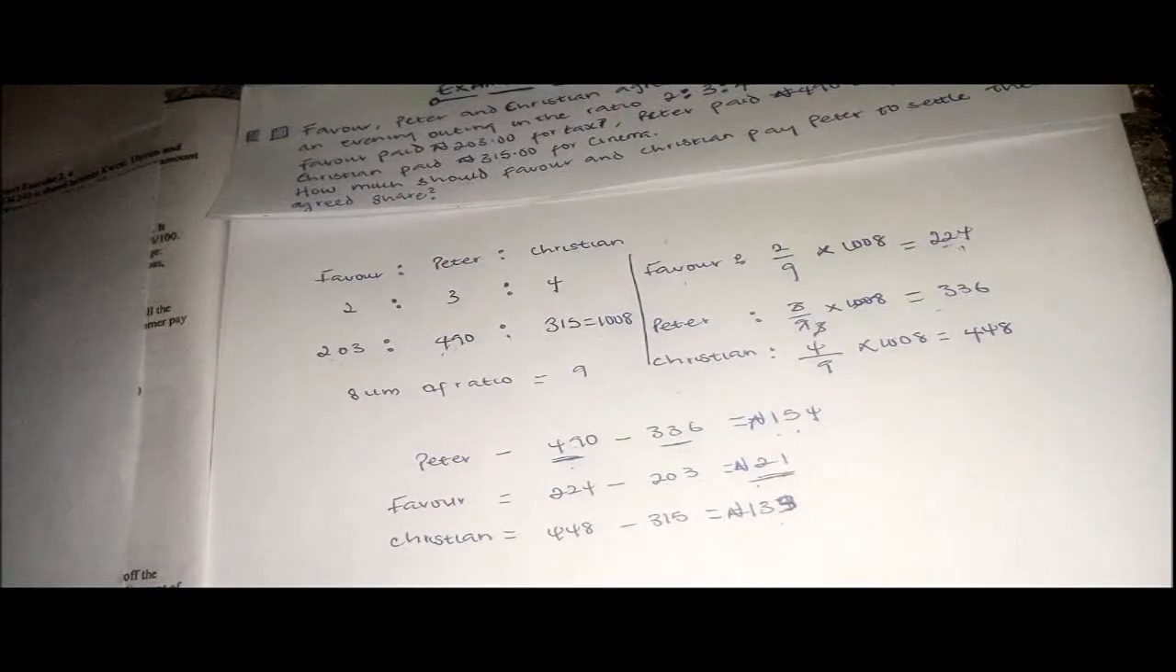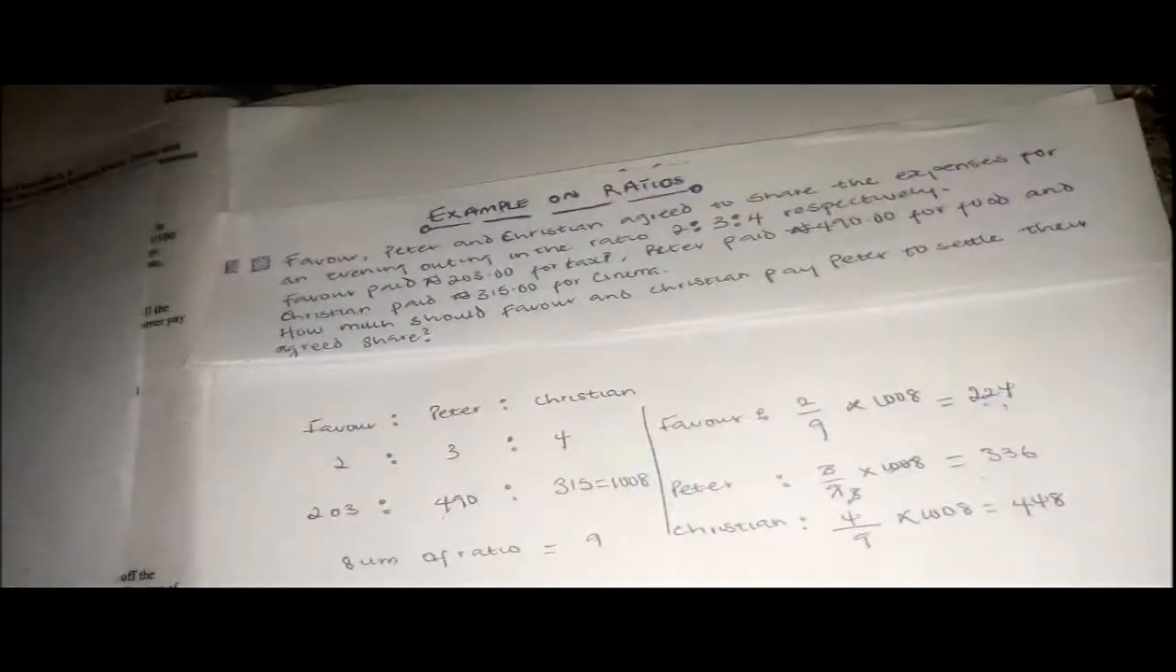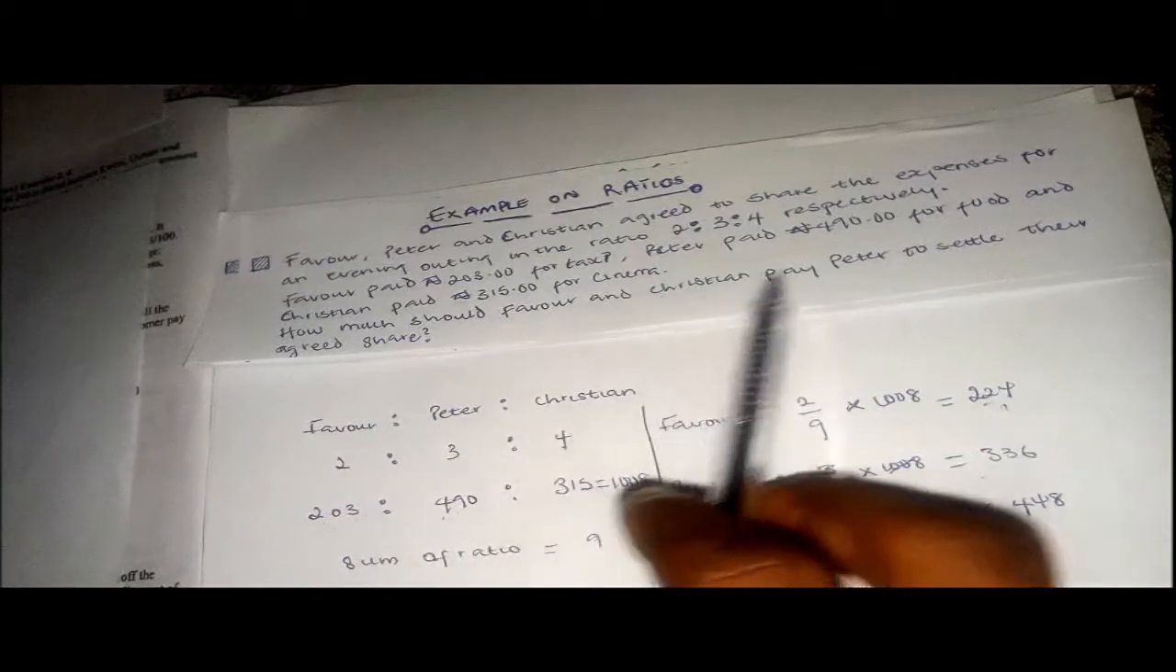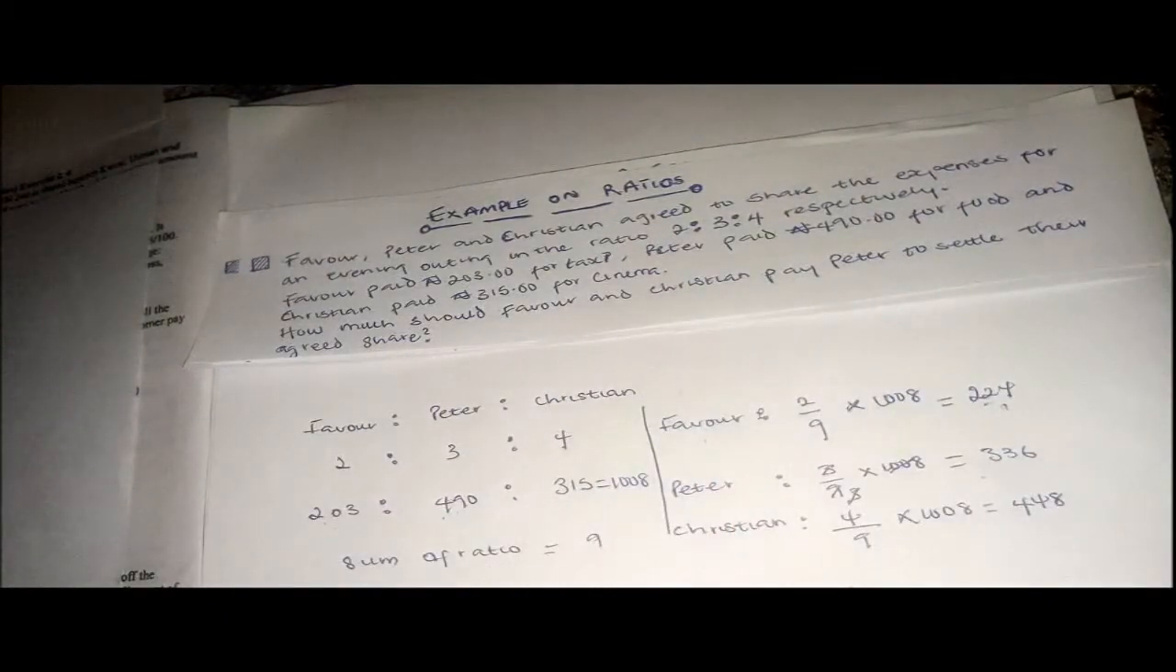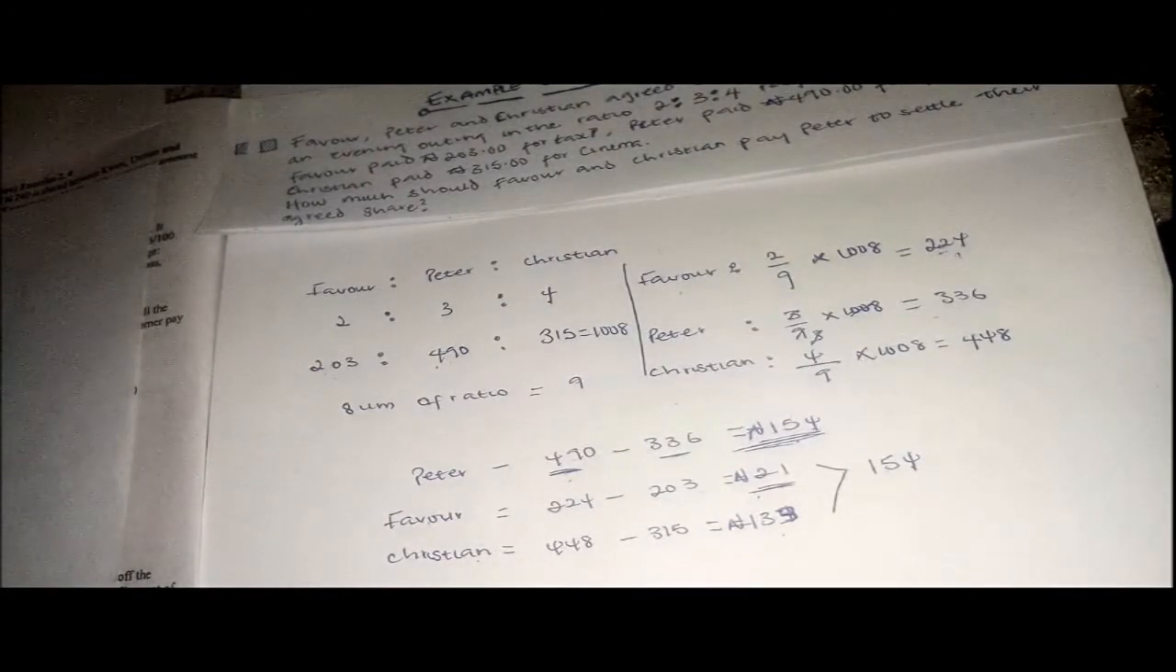So remember, the question is, how much should Favor and Christian pay Peter to settle their agreed share? And if you sum Favor's own with Christian's own, this and this, you get 154. So that is what they owe Peter. It's just as simple as that.